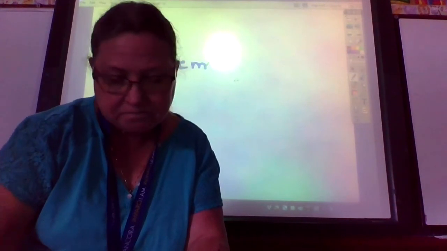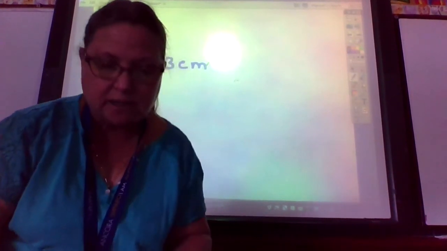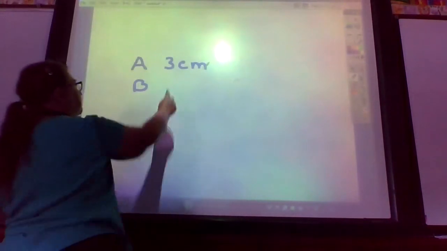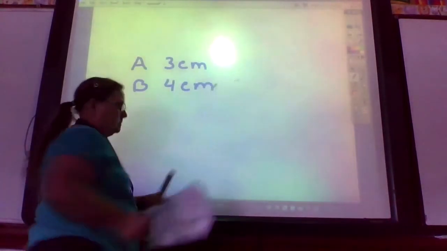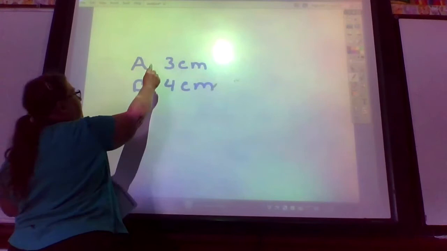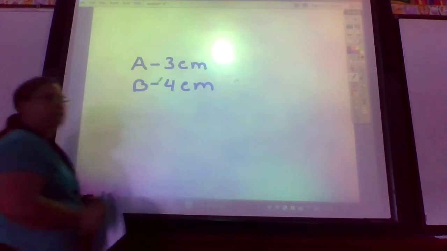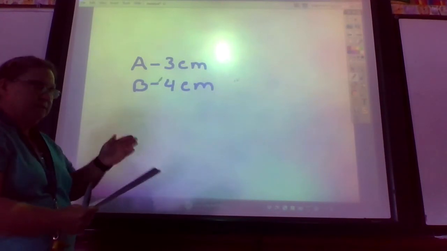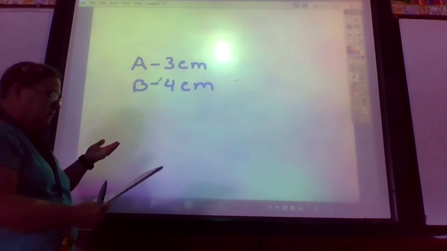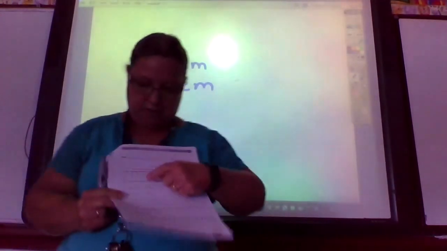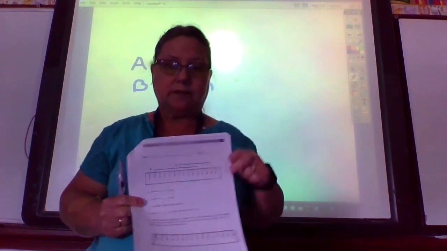It's line B. We could say that line B is 4 centimeters. It's between 3 and 4, so let's move it up to the 4 centimeters. So, there's my measurements. Line A is 3 centimeters. Line B is 4 centimeters. And that answers my first two questions. Line A is blank centimeters long. Line B is blank centimeters long. That's where we would write those answers.